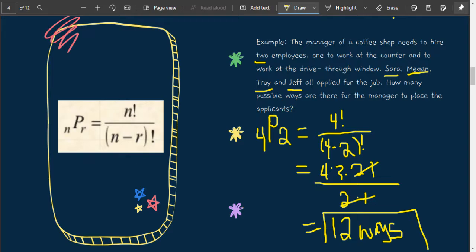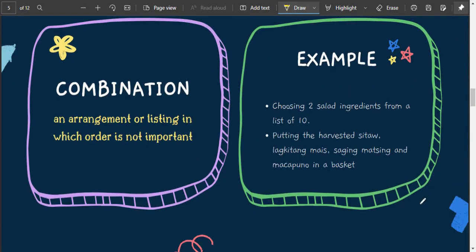Diba? So, sana napanood nyo yun. Now, let's proceed with combination. Sabi dito, combination is an arrangement or listing in which order is not important. So, yan yung pinagkaiba nila. Sa permutation, mahalaga yung pagkakasunod-sunod, pero sa combination, hindi. So, let's have this example.